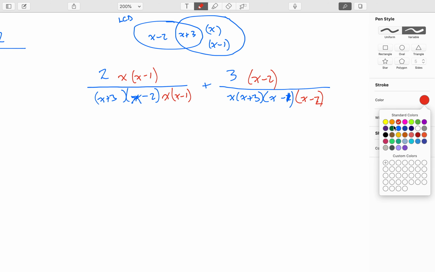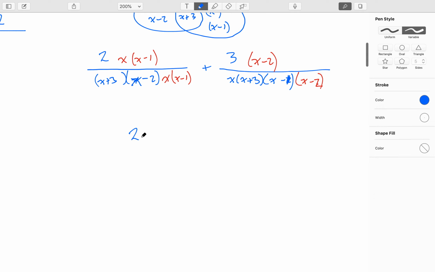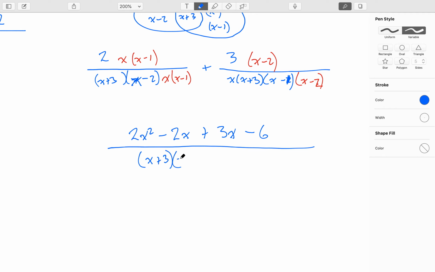Okay. Let's do it. This becomes 2x times x, so in other words, 2x squared. 2x times 1 is minus 2x. Plus 3 times x is 3x. Plus 3 times minus 2, minus 6. There's my top. And the whole thing is all over these 4 factors. Here we go. x plus 3, x minus 2, x, and x minus 1. Now, at no point do I want to multiply these all out. I'm just going to leave them all in factored form.